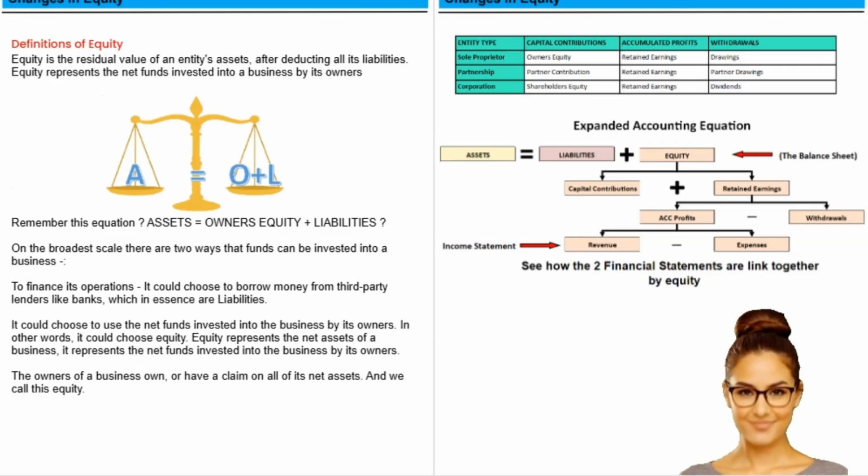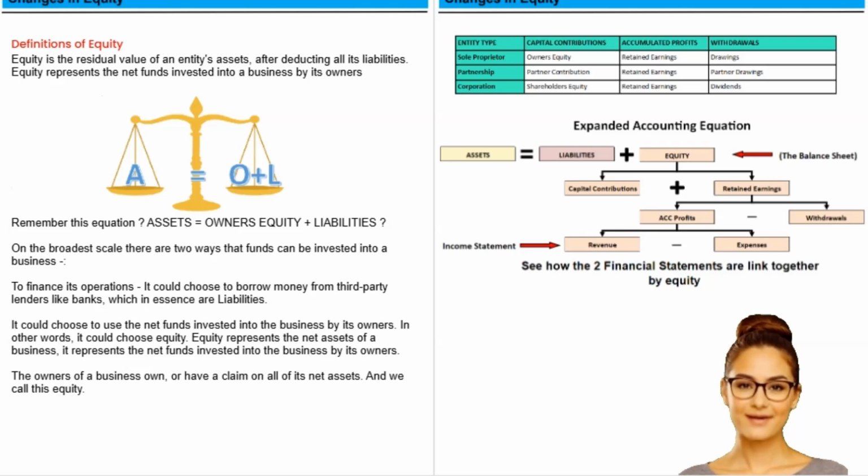So, owner's equity represents the residual interest in the assets of a business after all debts and obligations, liabilities, have been settled. It shows the portion of the company's assets that belongs to the owner or shareholders. In simple terms, it is what the owner truly owns in the business and can be calculated as assets minus liabilities. Owner's equity can increase through profits earned and owner investments, and it can decrease through losses and withdrawals, drawings, by the owner. Remember this equation. Assets is equal to owner's equity plus liabilities.